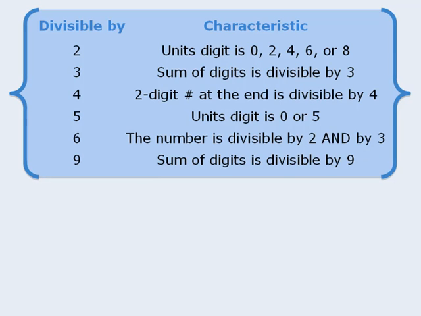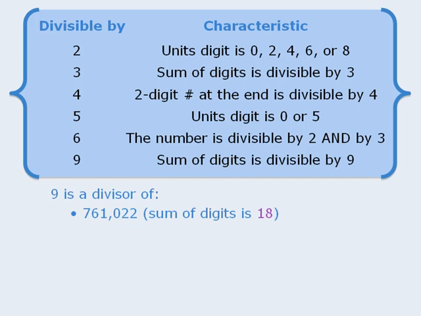Next, we have 9. The divisibility rule for 9 is similar to the divisibility rule for 3. If a number is divisible by 9, then the sum of its digits must be divisible by 9. So this number is divisible by 9. The sum of its digits is 18, and since 18 is divisible by 9, we know that 761,022 is divisible by 9.